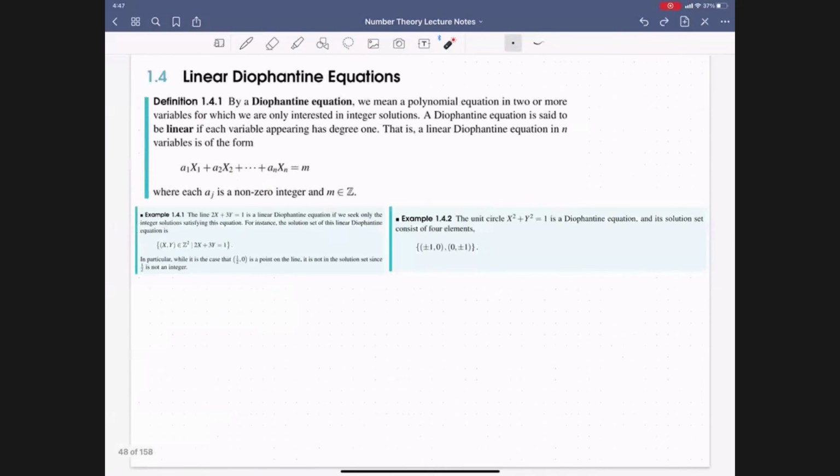For example, if we look at the unit circle, x squared plus y squared equals 1. It's a Diophantine equation. It's not linear because now we have x squared and y squared. And to be linear, we need all the variables appearing to have degree 1. So this is a non-linear Diophantine equation.